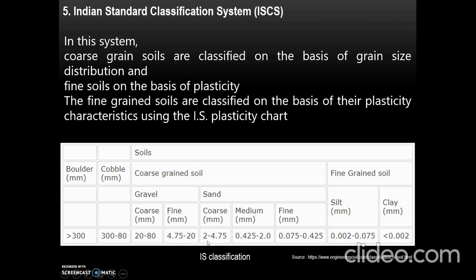And if the particle size ranges from 2 to 4.75 mm, then it is coarse grained sand. If it is from 0.425 to 2 mm, then it is medium sand. And if it is from 0.075 to 0.425 mm, then it is fine sand. And fine grain soils are silt and clay. If the particle size ranges from 0.002 to 0.075 mm, then it is referred to as silt. And if the particle size is less than 0.002 mm, then it is referred to as clay.